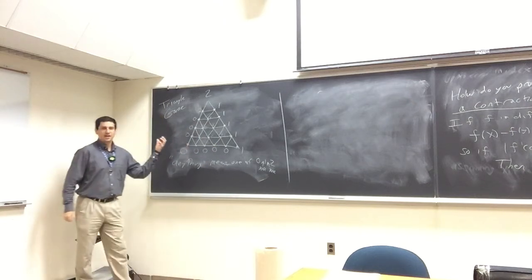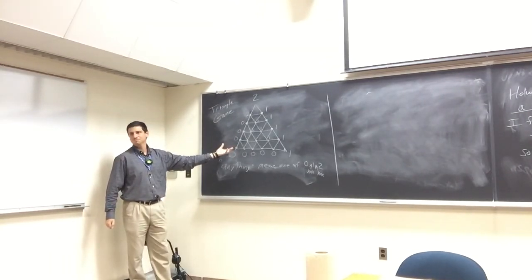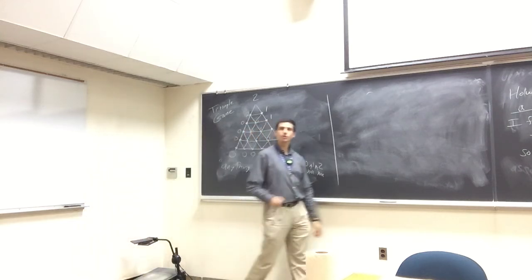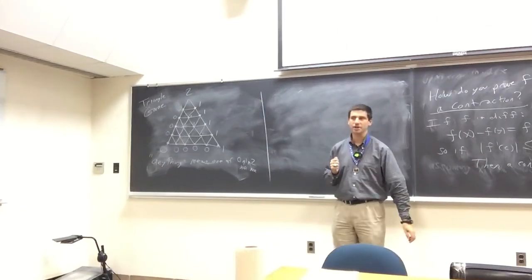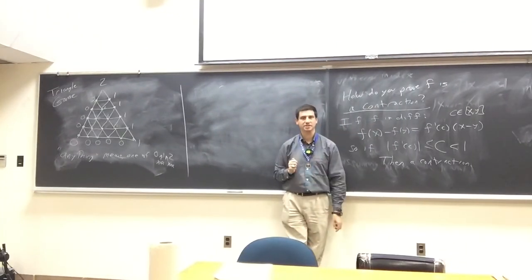So, what do you think the theorem is? You can't fill in every spot so that you have no trouble. Yeah, no matter what you do, there's always going to be at least one subtriangle that's 0, 1, 2. And it doesn't have to be the nice triangular lattice like this. Any one works.